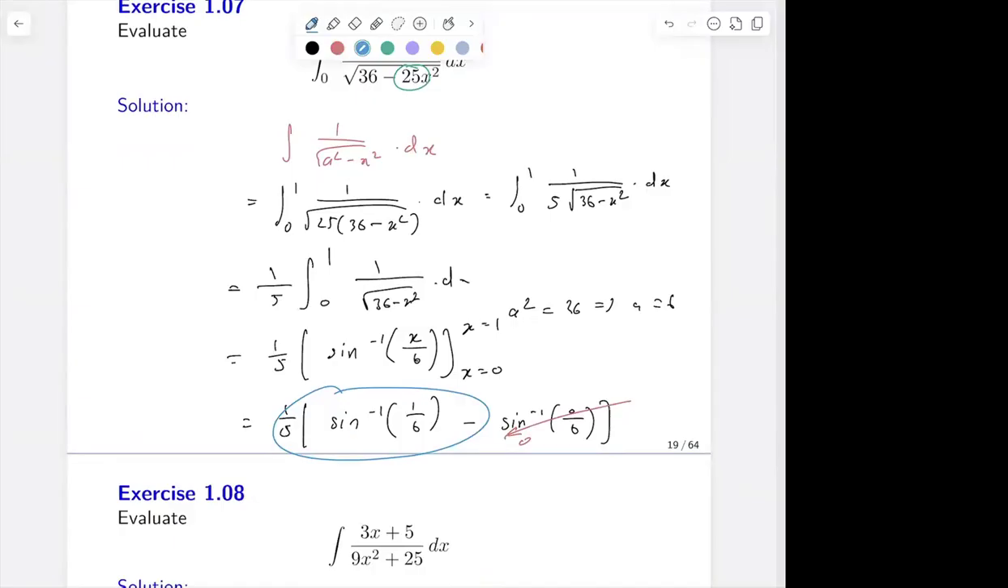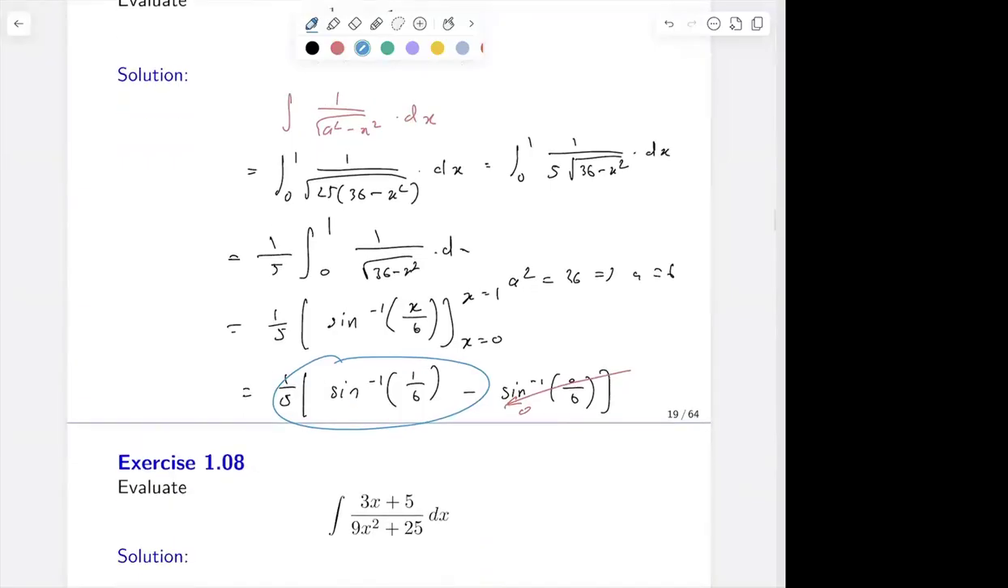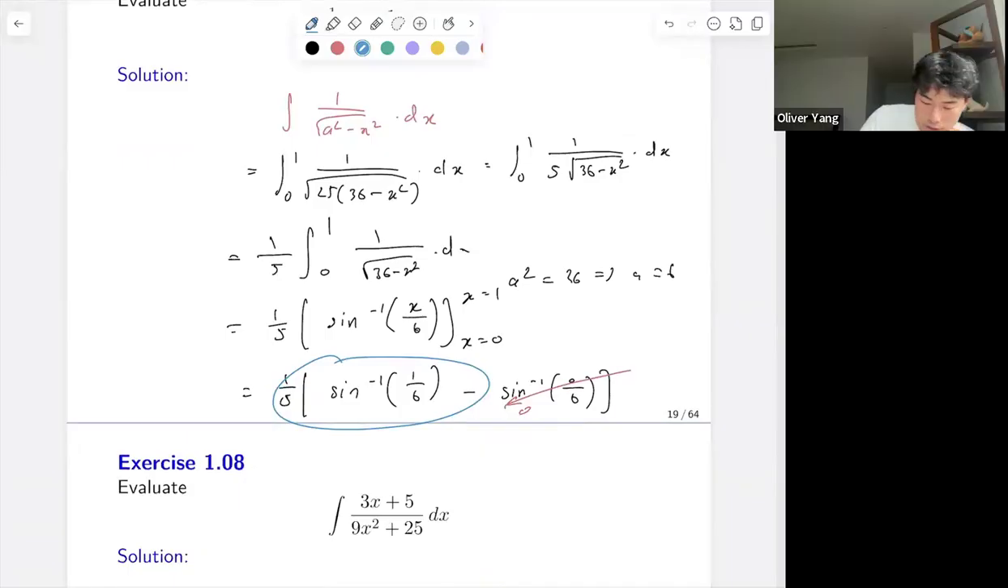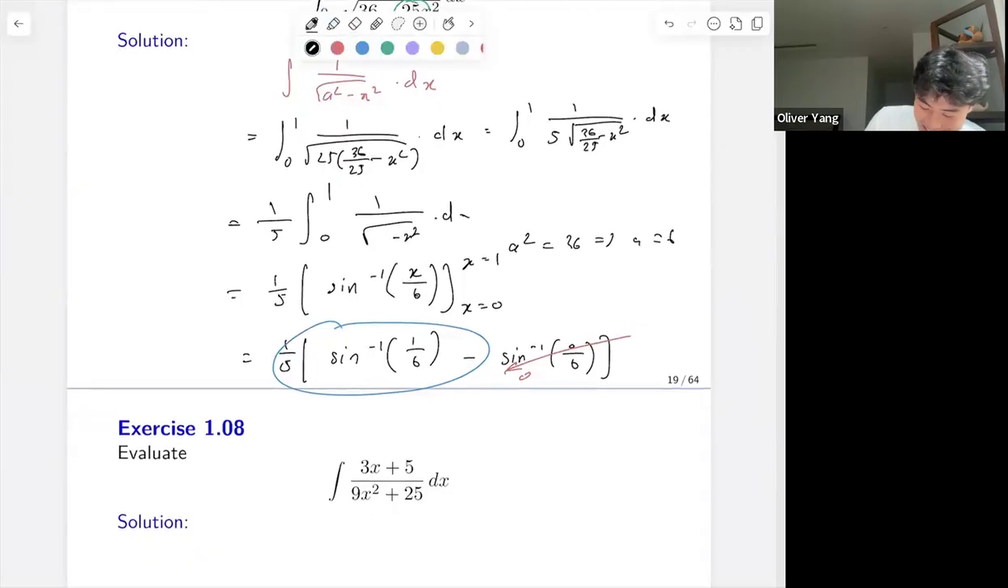When you factorize the 25 out, it goes from 36 to 25 x squared. Oh, I forgot. Yes, you're right. I didn't consider this, right? 36 over 25. Don't rush it. So a squared is actually going to be 36 over 25. So a is going to be 6 on 5, right?